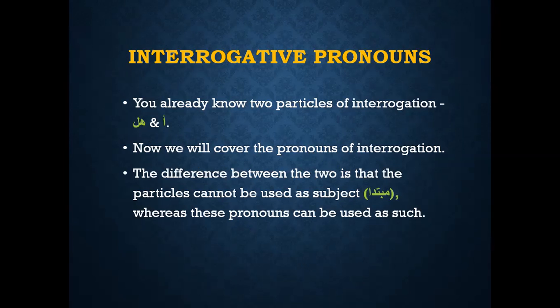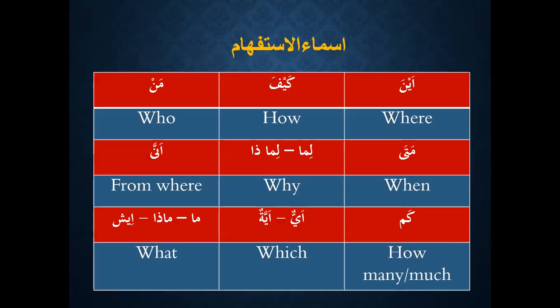What, when, how, which, where. So those are the ones we're talking about. But they are pronouns. They can become mubtada on their own. These أ and hal, they are particles. And particle cannot become mubtada. They become part of a sentence as just helping it out in one way or the other. Okay. So what are those? The basic ones and then the combination ones.